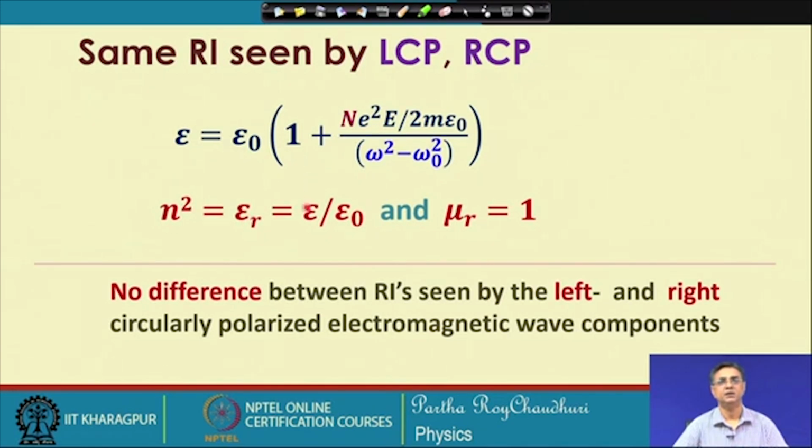in this case when there is no magnetic field, and n square equal to epsilon r equal to epsilon by epsilon naught, and mu r, the permeability, is taken to be 1. So, finally, we see that there is no difference between the refractive indices that are seen by the left and right circularly polarized electromagnetic waves which are passing through the medium.